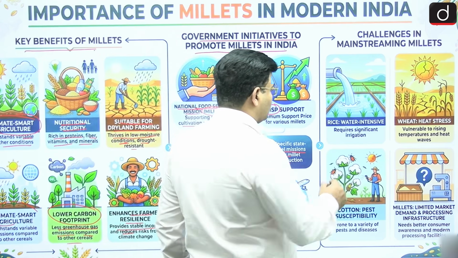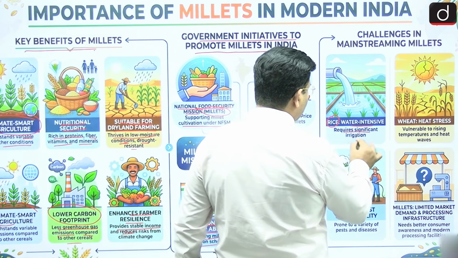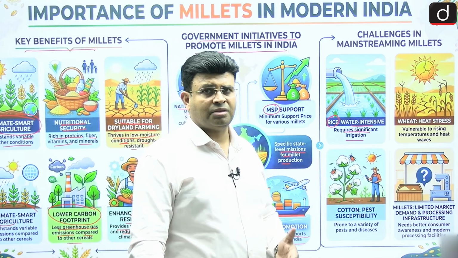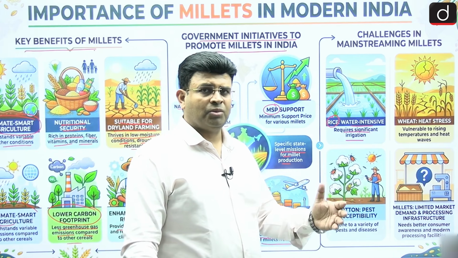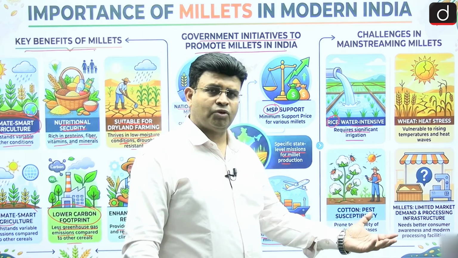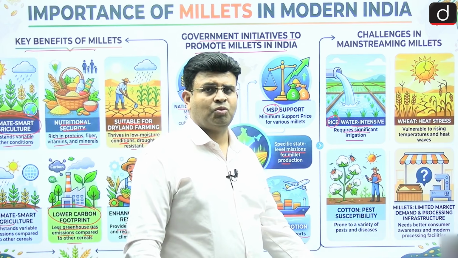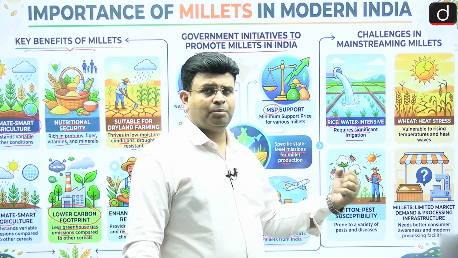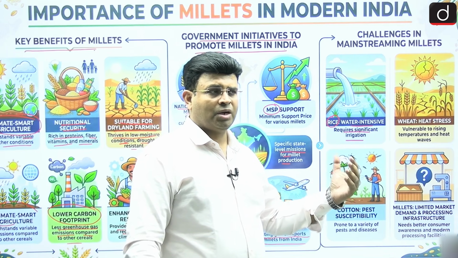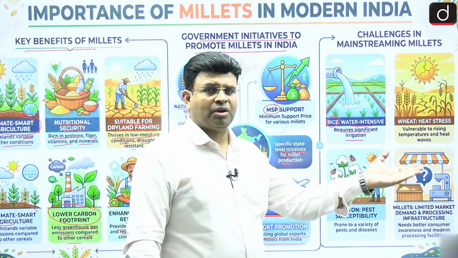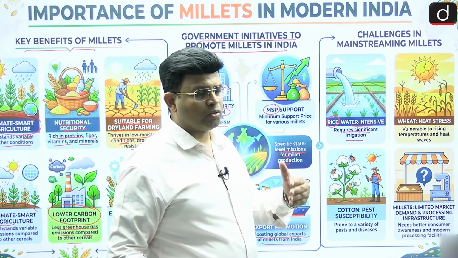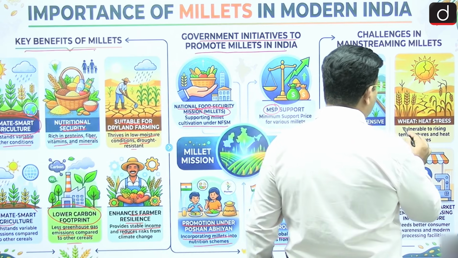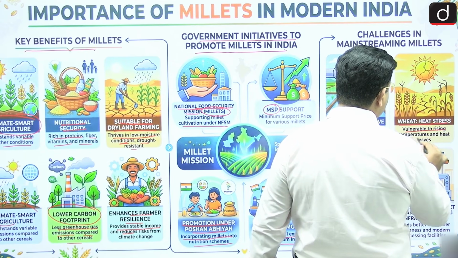Yes, rice, you know that it is water intensive, requiring significant irrigation. So the challenge is that people are still growing more rice, instead of moving away from rice to millets. For rice, they are taking irrigation water from the groundwater, and groundwater is depleting. So it is a very hard challenge for the government of India to shift people from rice or wheat to millet. Wheat has heat stress, and sometimes if the heat is more, it is vulnerable to rising temperature and heat.